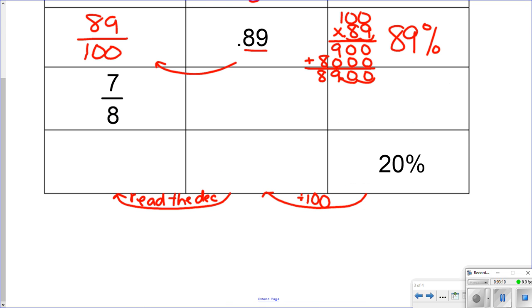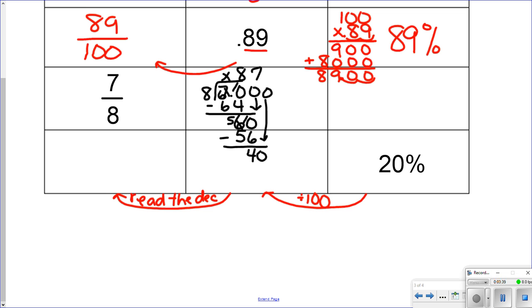Next example, I have 7/8 and I want to change that to a decimal, so it's 7 divided by 8. 8 does not go into 7. Put a decimal and a 0. 8 into 70 is 8 times, giving you 64. Subtract, I get 6. Put in another 0. 8 into 60 is 7, giving you 56. 60 minus 56 is 4. Bring down another 0. 8 into 40 is 5. Bring the decimal straight up. Decimal 0.875.